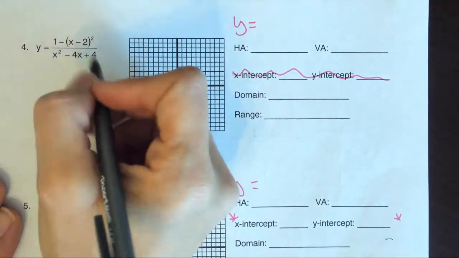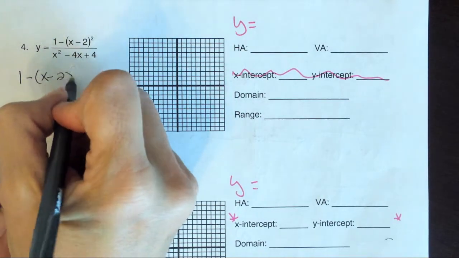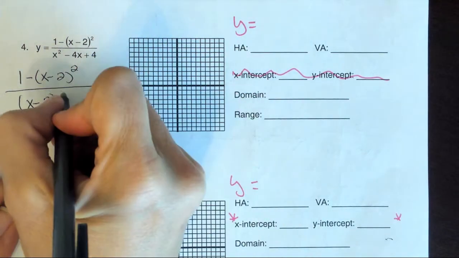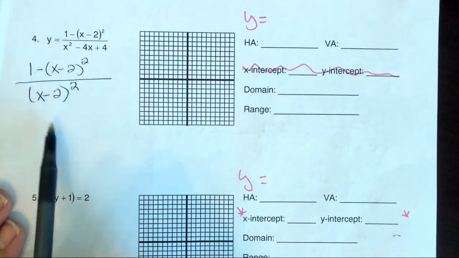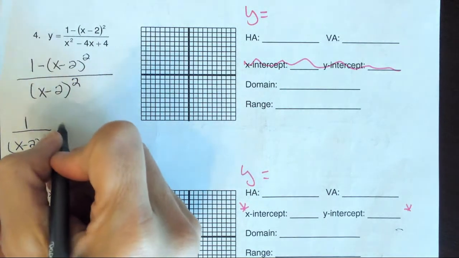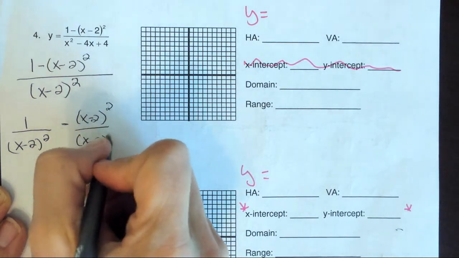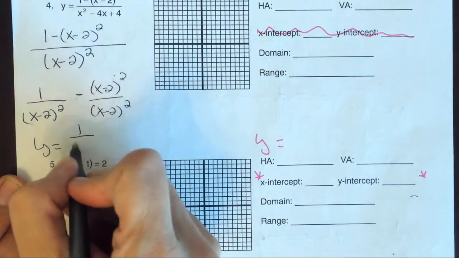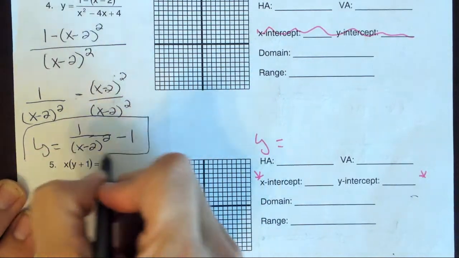So on number 1, this is one that can be factored. So I'm going to have 1 minus x minus 2 squared over, this factors into x minus 2 times x minus 2, which is x minus 2 squared. Now I'm going to take this one fraction and rewrite it as 2. So I'm going to have 1 over x minus 2 squared minus x minus 2 squared over x minus 2 squared. Well, anything divided by itself is 1. So we get y equals 1 over x minus 2 squared minus 1.